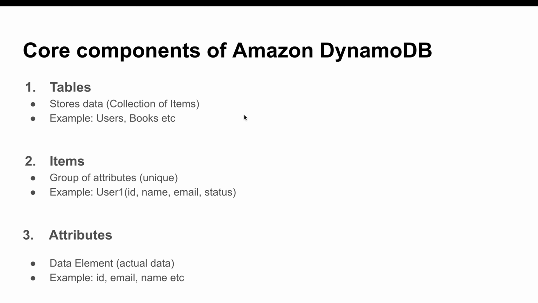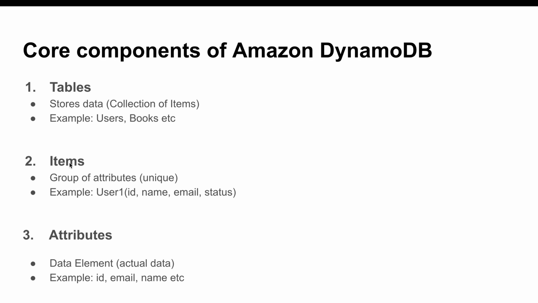Let's have a look at the core components of Amazon DynamoDB. First we have the tables. Tables are responsible for storing the data. A table stores a collection of items. Examples of tables could be users, books, etc., like we have in any other SQL database.